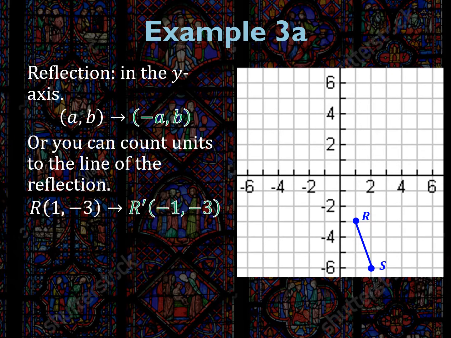So the y-axis goes up and down. R is 1 unit to the right of the y-axis, so R prime has to be 1 unit to the left. S is 2 units to the right of the y-axis, so S prime has got to be 2 units to the left. So its coordinates are -2, -6. So there's the first transformation. It's a reflection across the y-axis.